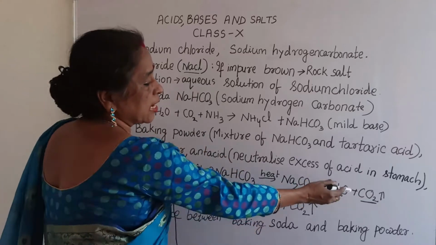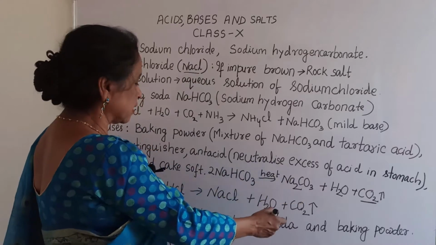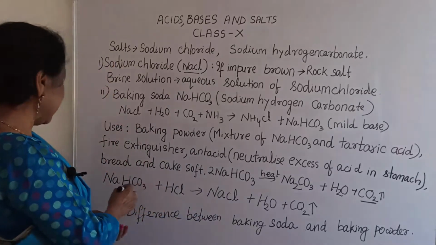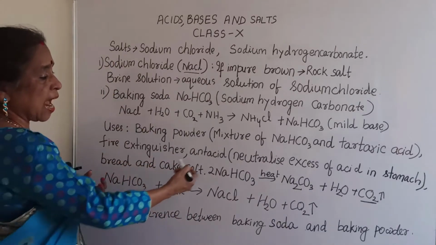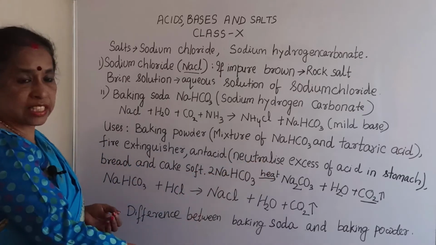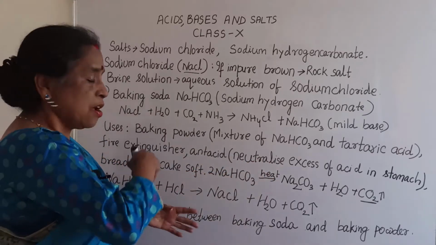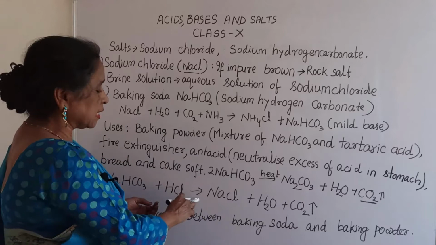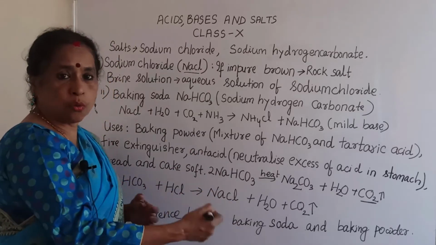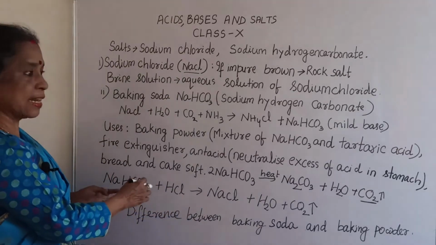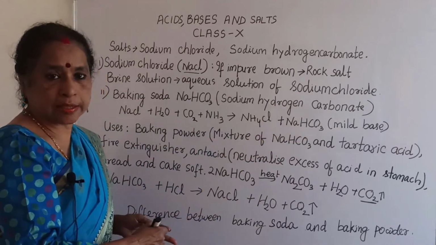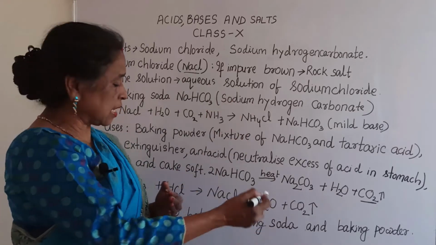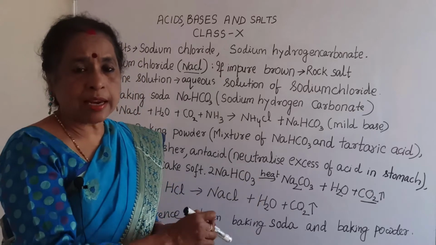You will heat it and immediately carbon dioxide is produced, and this carbon dioxide helps to swell up the bread and swell up the cake. And see here why it is called a mild base and why it acts to neutralize excess acid in the stomach. Sodium hydrogen carbonate when it reacts with dilute HCl, the products are sodium chloride, water and carbon dioxide, which indicates that it is a mild base because it can react with dilute hydrochloric acid.